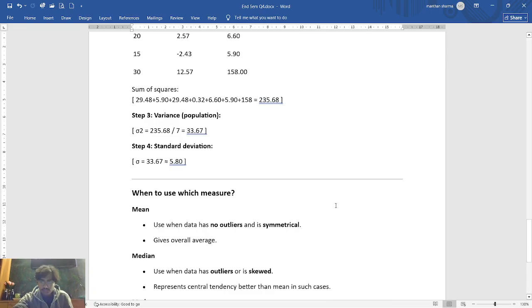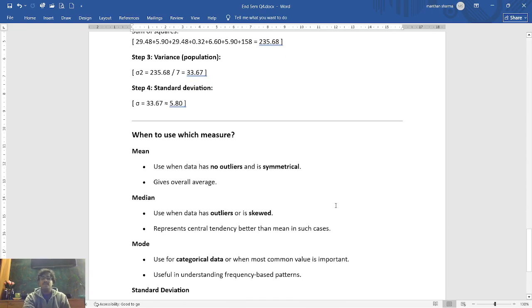So now moving on to when to use which measure. We use mean when the data is clean and doesn't have outliers, and we use median when the data is skewed or contains extreme values. We use mode for categorical data, identifying the most frequent values. And standard deviation tells us how spread out the data is, an important measure in statistics and machine learning.